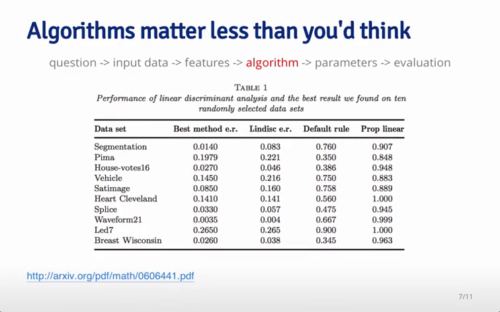Algorithms matter less than you'd think, and this can be a bit of a source of surprise and frustration for some people. This is a table where they tried a variety of different prediction tasks, for example, a segmentation task, predicting votes in the U.S. House of Representatives, predicting waveforms, and a bunch of other prediction tasks. They did it in two different ways. First, they used something called linear discriminant analysis, which is a very basic early predictor you might learn. Then they also tried, for each data set, to find the absolute best prediction algorithm they could. This table shows the prediction error of these two different approaches.